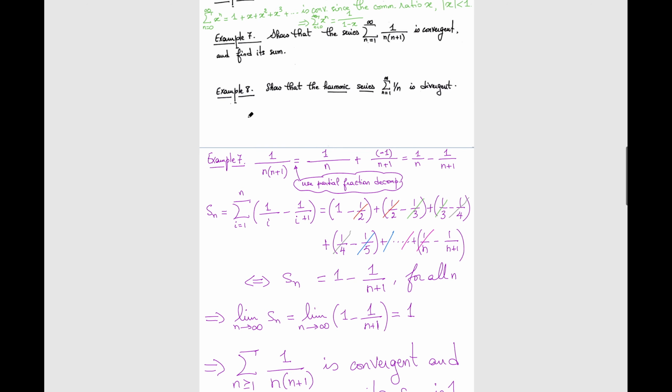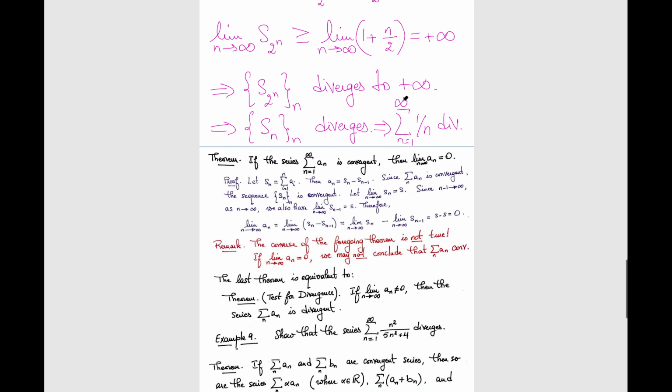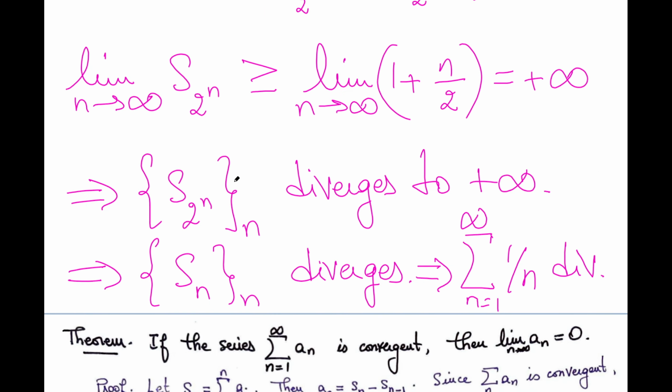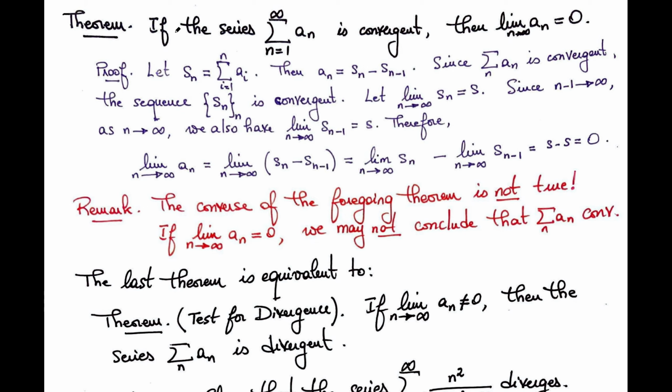So this is example 8, right? So we finished example 8. Let's keep going. All right, so this is the next theorem. It goes like this. If the series converges, then the limit of its terms is going to go to 0. So if the series adds up to a finite number, if it's convergent, then eventually you're adding by a very small number. So an converges to 0 eventually, right?